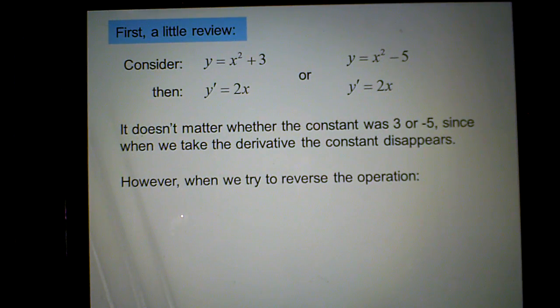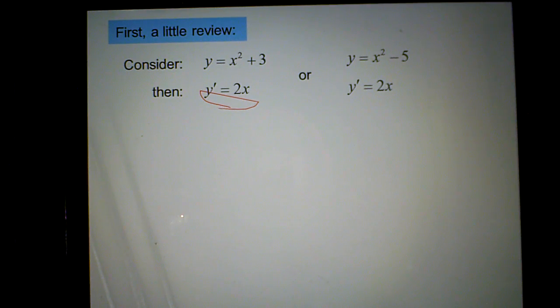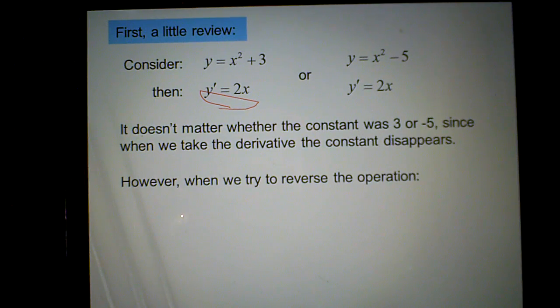Except when we try to go backwards, we learned at the end of first semester that if you are just given the derivative, only given 2x, to get back to x squared plus 3 or x squared minus 5 is difficult. That's why we add the plus c, saying, look, we don't know exactly what the vertical shift is, but we know that there could have been one, even if it was 0.